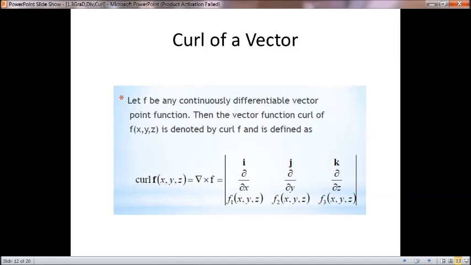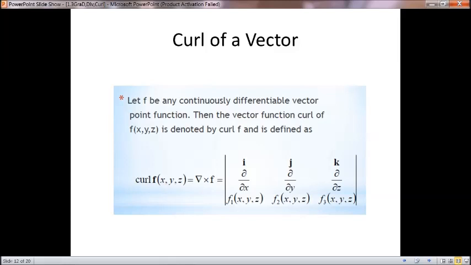So let f be any continuously differentiable vector point function. It's not constant. Then the vector function curl of f of x, y, z is denoted by curl f or del cross f.